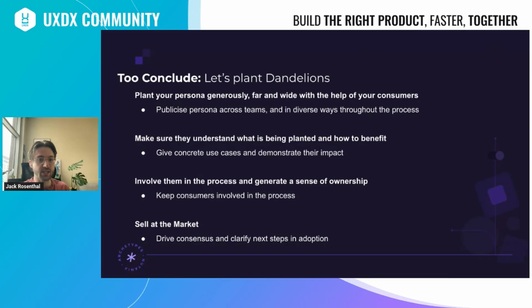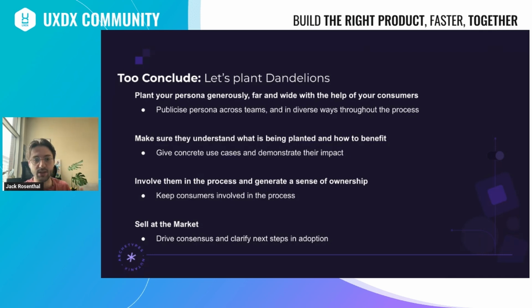Let's make sure that we're giving concrete use cases and demonstrating their impact as directly and as succinctly as we can. We want to make sure they understand exactly how this impacts them. Let's make sure that we keep consumers involved throughout the process so we can iterate and pivot as necessary and avoid some of the pitfalls of people being frustrated or unhappy with the results at the end.